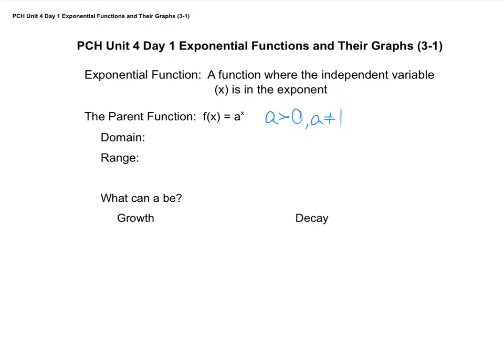Now, I want us to think through this even before we see it. I want you to think about what our domain and range would be for this function. Starting with the domain, if I have a to the x power, what could x be? All the real numbers.